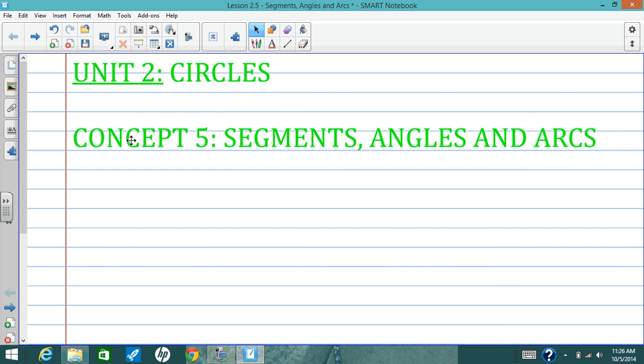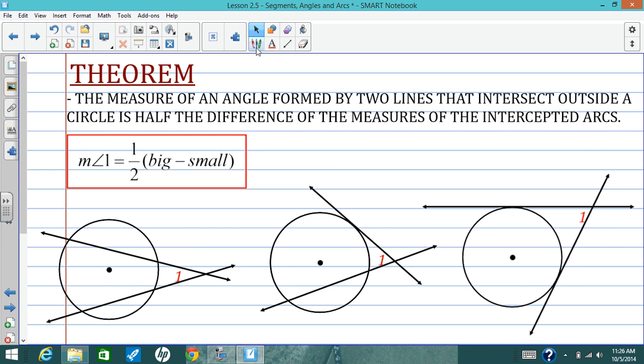Hey, y'all, we're here to talk about concept 5 and when segments intersect, what the relationship is between the angles and the arcs that are formed. So we have one theorem here that works for all three instances of segments intersecting outside of a circle. So two secants, as in the first picture on the left, a secant and a tangent, or two tangents.